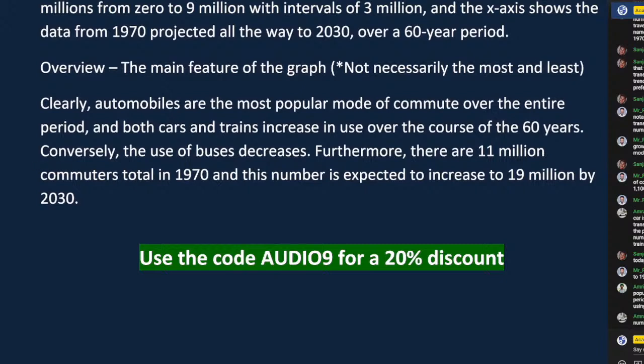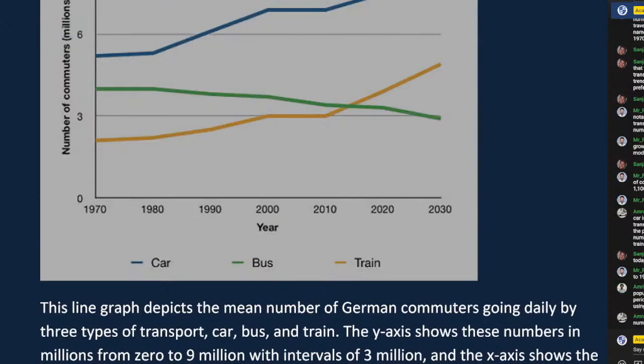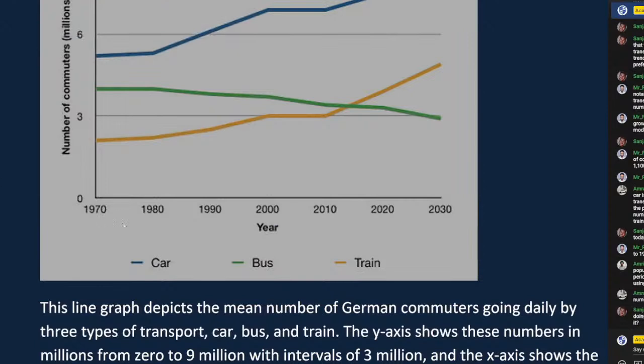Then I give a contrast here. Notice this word, conversely. Conversely, the use of buses decreases. That's all I say. And notice how I use the present tense here, because you have to be very careful with your use of tenses in this line graph, since we have all three time frames. So we have past, we have present, and we have future, right?